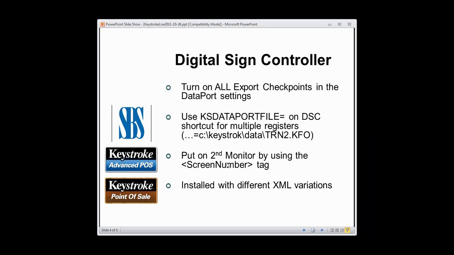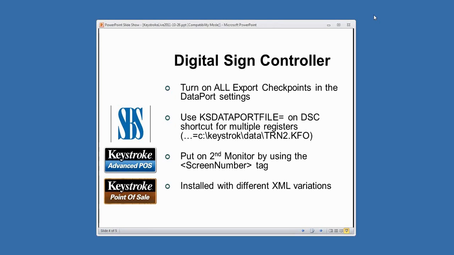It's very easy to add a tag inside of these files to start the program on a secondary monitor using the screen number tag. And we have, I think, up to 5 or 6 different variations of the XML files that we ship with. So what I'm going to do now is, assuming we've already installed the Keystroke digital sign controller, I am going to share my entire screen here, and I'll see if we can do this here.